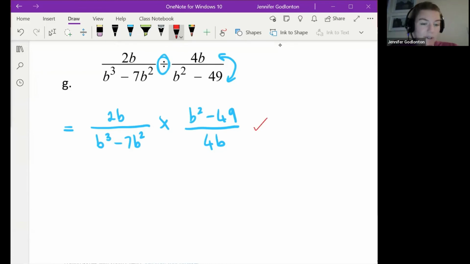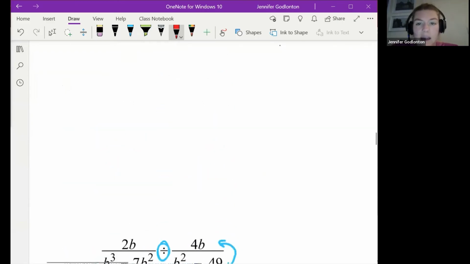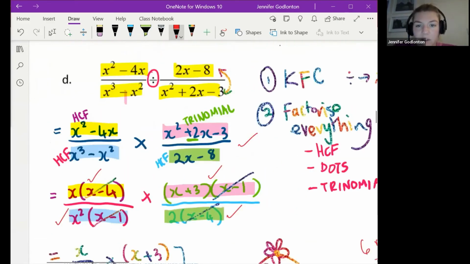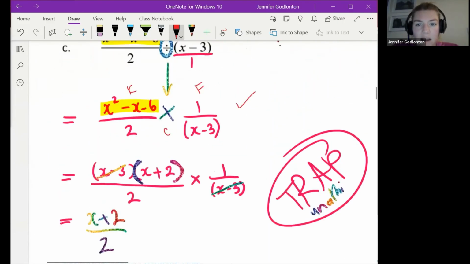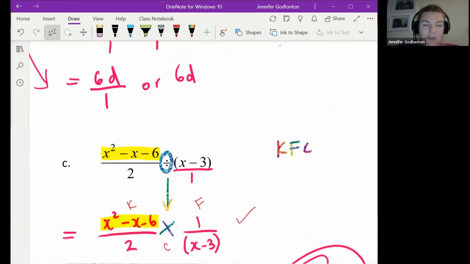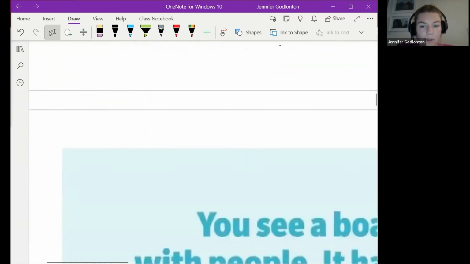Yeah, so sometimes you do have one where it's not over something. I will scroll back to that question though, don't panic, guys. Kind of like this one where you just had the x minus 3. So if you have a number that isn't over something, you can just make it over 1, and that makes your life a bit easier.